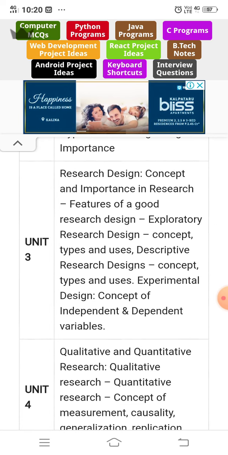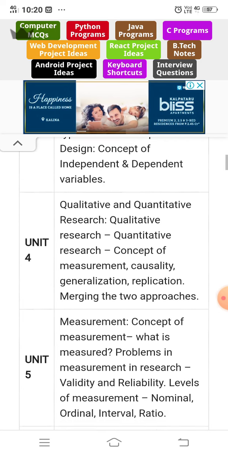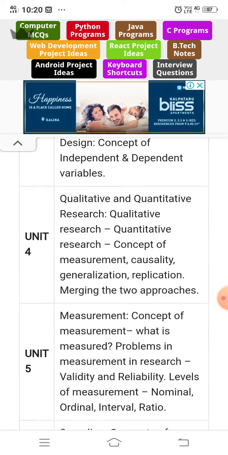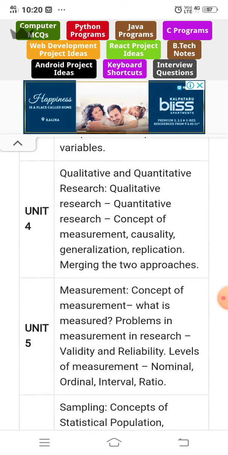The next, unit 3: research design, concept and importance in research, features of a good research design, exploratory research design, concept, types and uses, descriptive research designs, concept, types and uses, experimental design, concept of independent and dependent variable. Then unit 4: qualitative and quantitative research, qualitative research, quantitative research, concept of measurement, causality, generalization, replication, merging the two approaches.